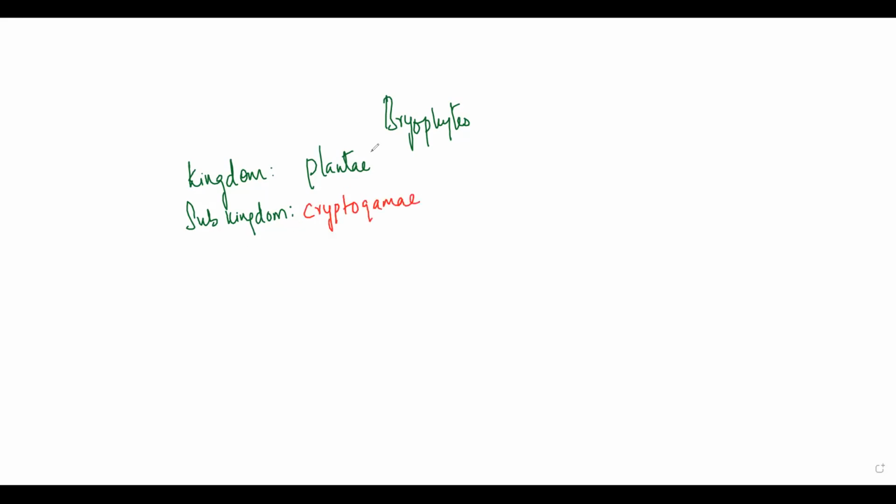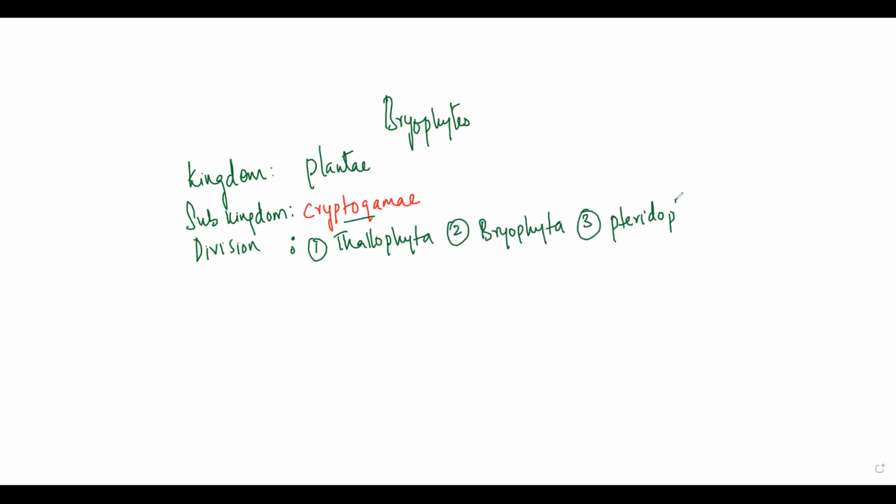Under the cryptogamy, we have three divisions here. One is going to be thallophyta. Next is going to be your bryophyta, and lastly we have pteridophyta. We already have learned the examples of the algae and their divisions under the Thallophyta. So now we'll be learning about the Bryophyta.